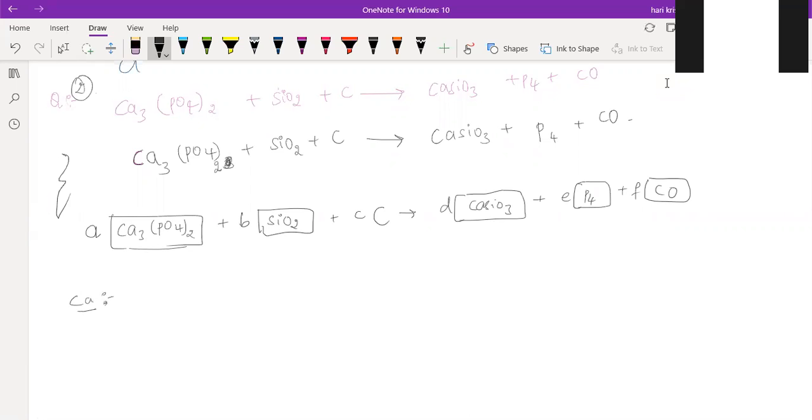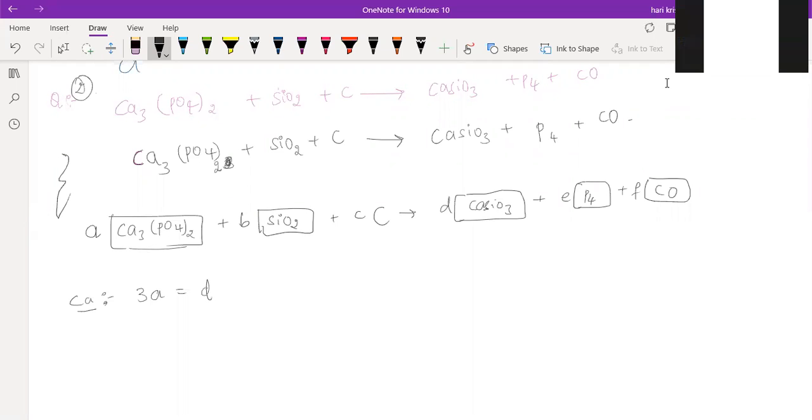So first we'll check for the calcium. What is the calcium equation here? 3A is equal to 1D. Here calcium is there again on the right side, so only one D, right? So 3A is equal to D.